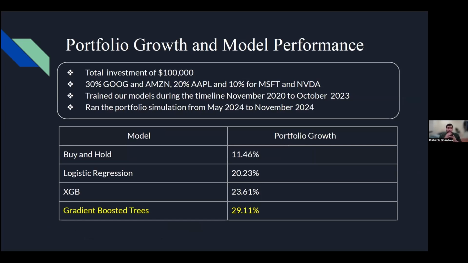To see the portfolio growth, we start with a total investment of 100 grand. With this investment capital, we train our models between November 2020 and October 2023 and run the portfolio simulation between May 2024 and November 2024. And out of all the models that we have considered, gradient boosted trees turns out to give us the most portfolio growth, which is almost 3 times that of a non-ML simple buy and hold strategy.